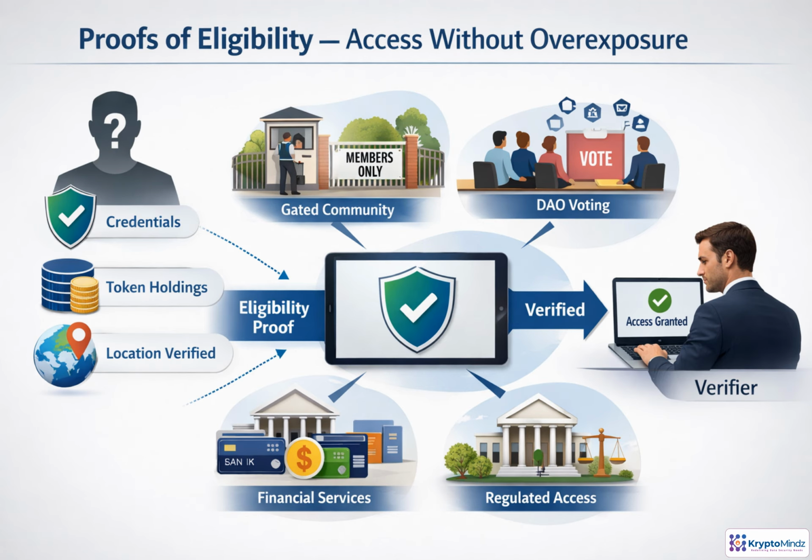Eligibility proofs let someone pass a gate without handing over the whole dossier. In a private DAO vote, the user may hold a membership credential or required token balance. Their wallet generates a zero-knowledge proof that the rule is satisfied. The DAO verifies the proof, accepts the vote, and never learns the voter's real identity or unrelated attributes. The same pattern works for allow lists, financial access, location rules, and compliance checks.